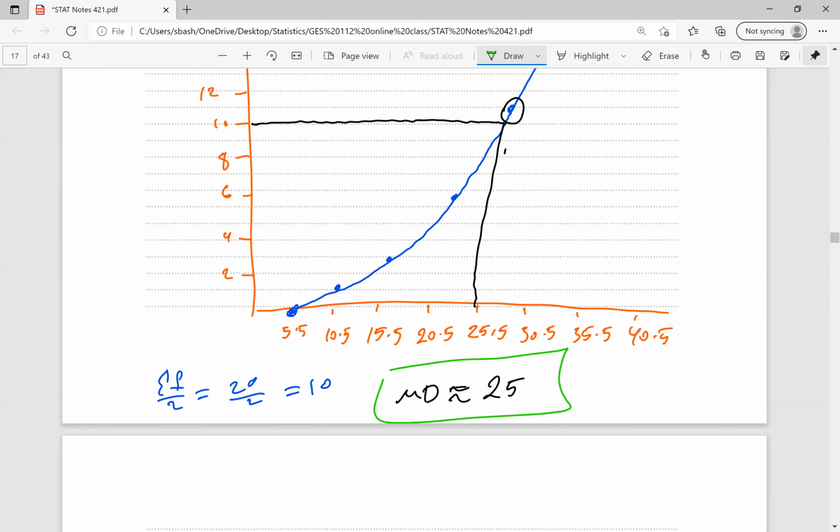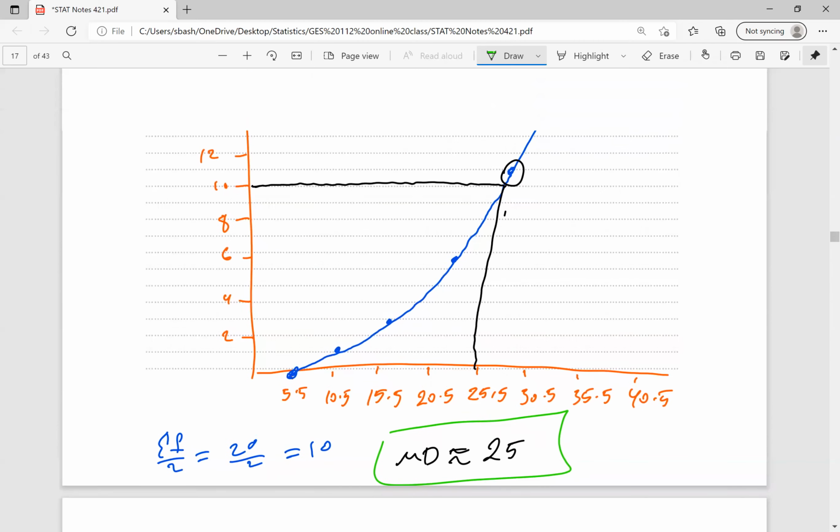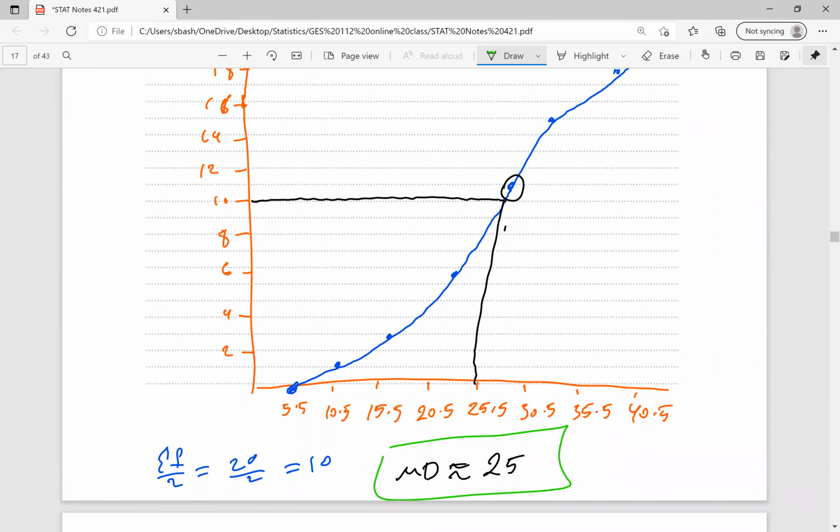So again, to find the median, we have two ways. The formula, which is L plus sigma of f divided by 2 minus f1, where f1 is the frequency just above the sigma of f divided by 2, divided by f2 minus f1, multiplied by the class width. This is the formula. Or using the ogive to find an approximate value of the median.